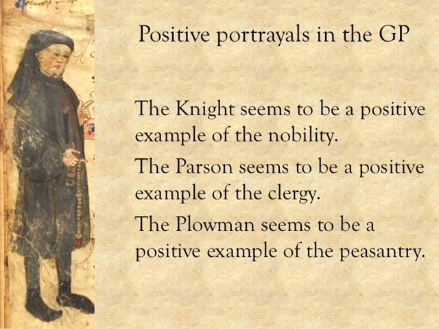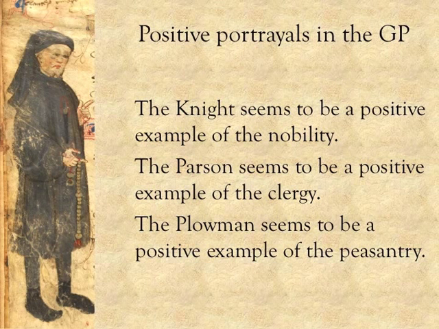And it's interesting that these three sincere portraits happen to match up with the three estates. In other words, the knight becomes a positive example of nobility as compared to some of the more negative examples. The parson becomes a positive example of the clergy as compared to some of the more negative examples of the clergy. And then the plowman becomes a positive example of the peasantry. And whether this is purposeful or not, I guess we don't really know, but it does seem to work when you read the General Prologue, that each of these characters seems to sort of stand for what those estates should be like, and then we get lots of examples of what they shouldn't be like.